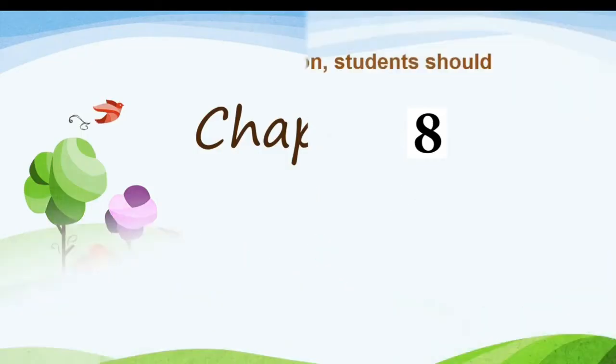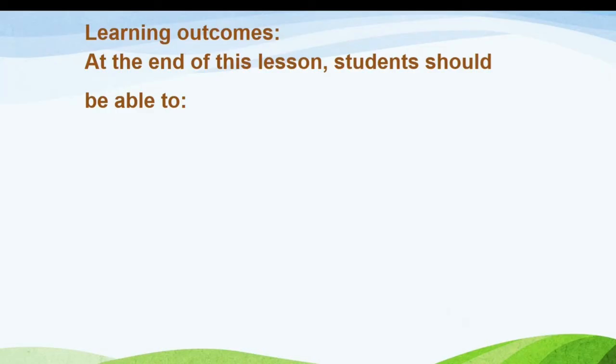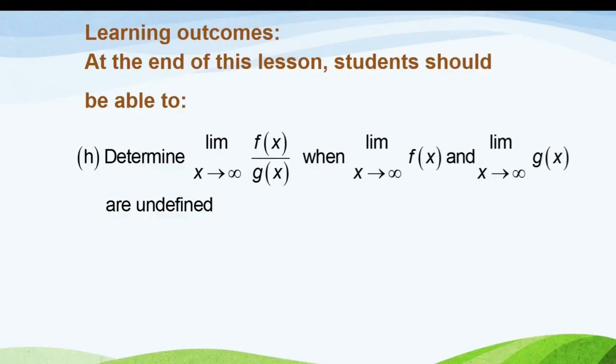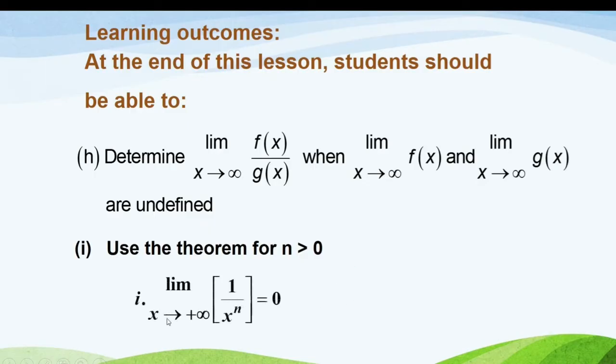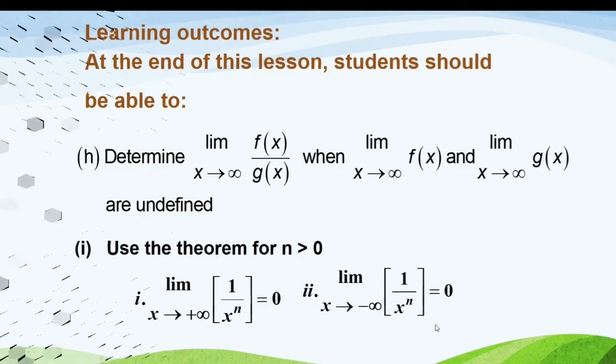Limit at infinity. Learning outcome for this lecture. At the end of this lesson, students should be able to determine the limit of f(x) over g(x) when x approaches infinity, when the limit of f(x) as x approaches infinity and the limit of g(x) as x approaches infinity are undefined. Use the theorem for n greater than 0: the limit as x approaches infinity of 1 over x to the power of n equals 0, and the limit as x approaches negative infinity of 1 over x to the power of n equals 0.